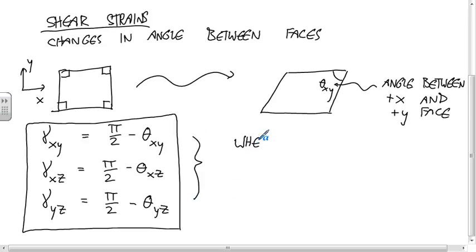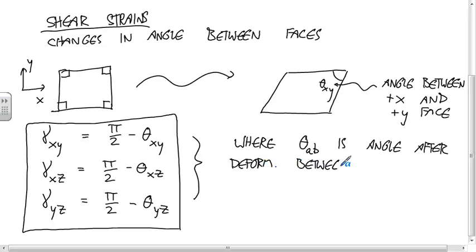So for all of those angles, let's say theta AB is the angle after deformation between the positive A face and the positive B face.